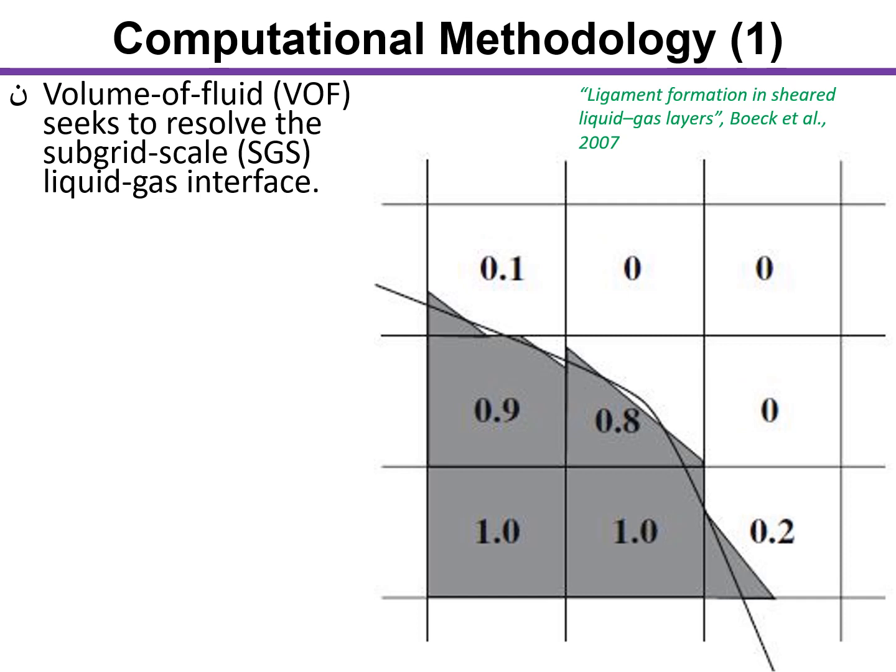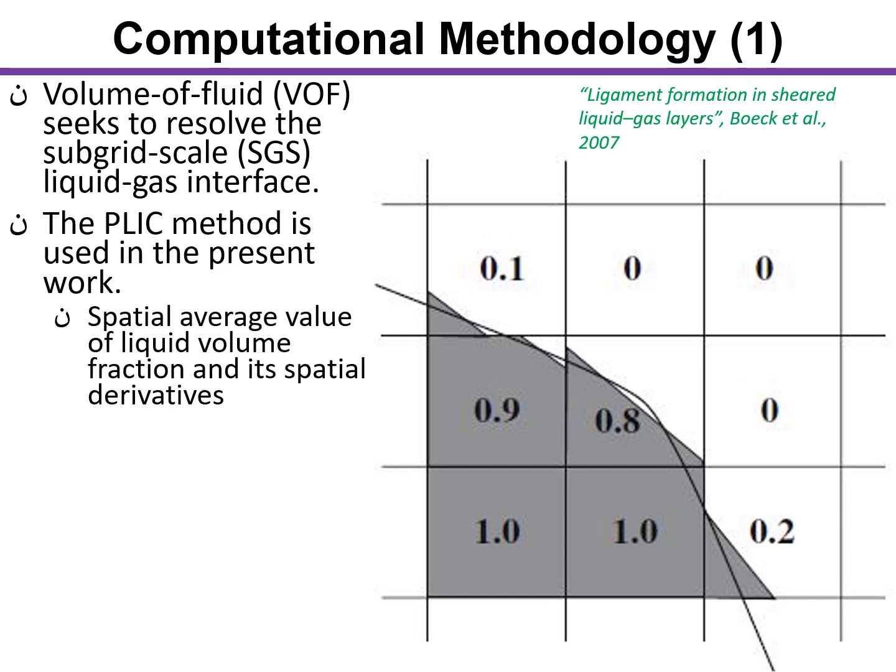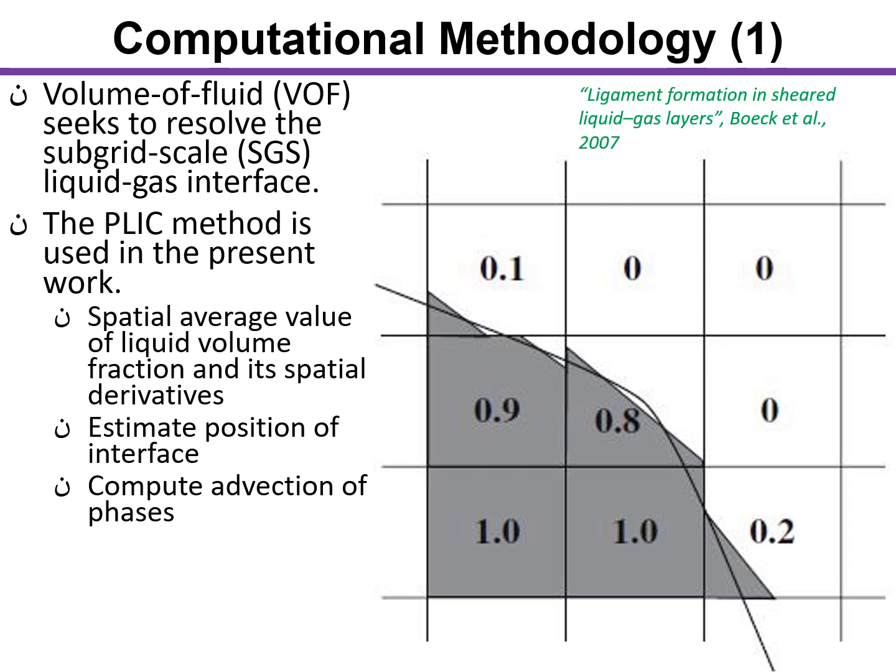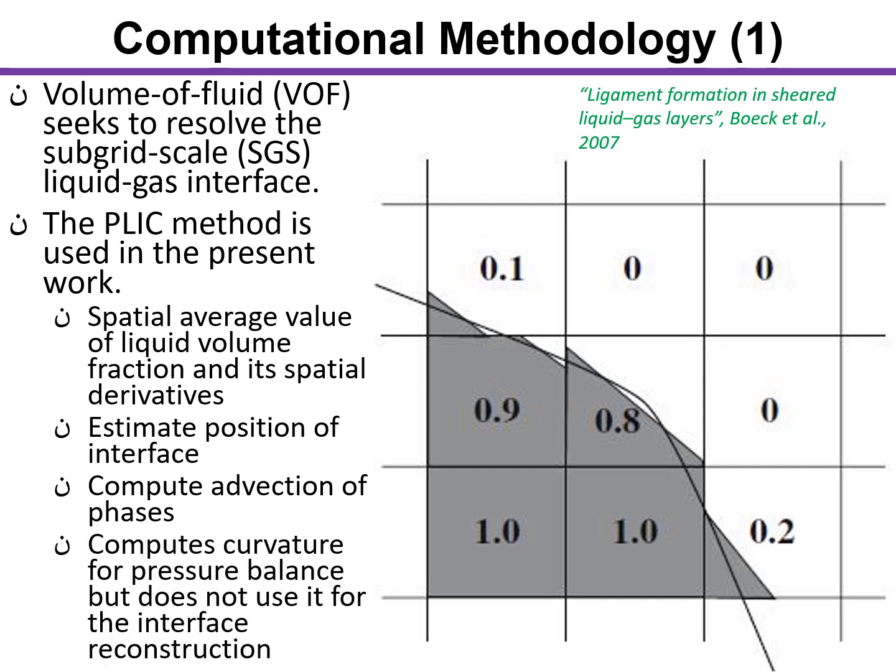shown there in segments. So what the method uses, though, is it looks at the spatial averages and their derivatives and then comes up with an estimate for the position of the interface. And then from that, you get the advection of the phases, because then you know how much of each phase is present on each wall.